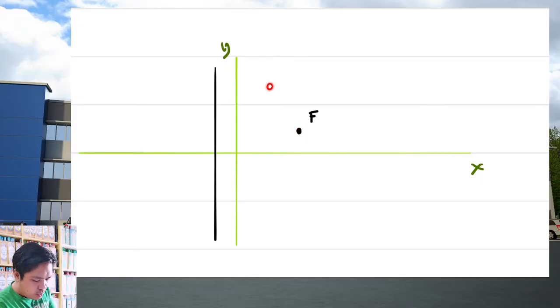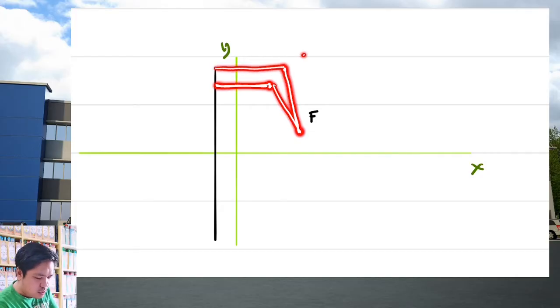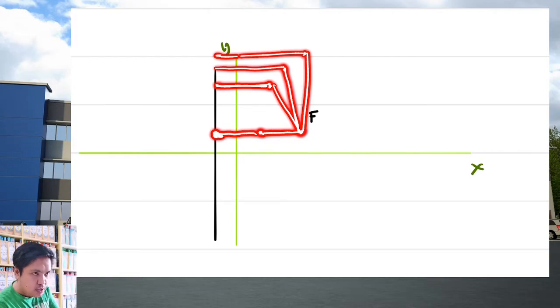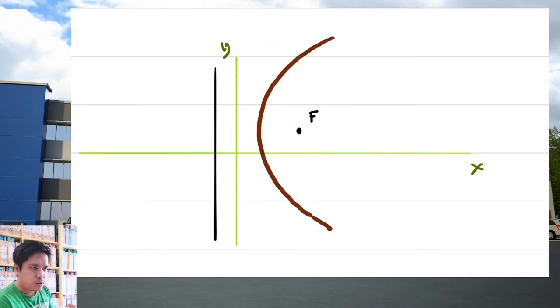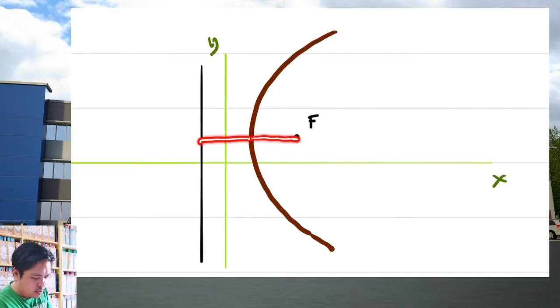So suppose that point is here. This distance is equal to this distance. It could be this point also, as long as this distance is the same as this distance, or it could be this point, which is the midpoint between this point and a point within this line. Okay, so if we trace that, we'll get this figure. This is now the parabola. In this case, this is a parabola opening to the right. Suppose this is the parabola. This distance is equal to this distance.